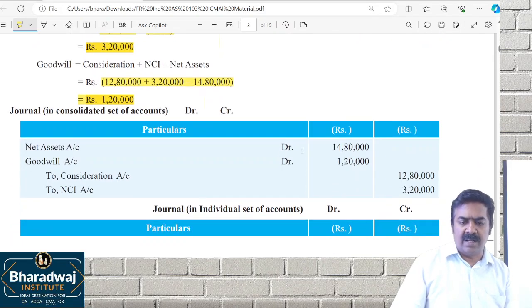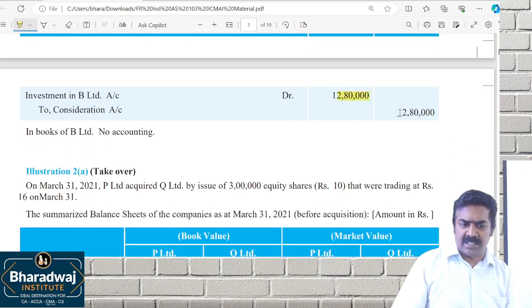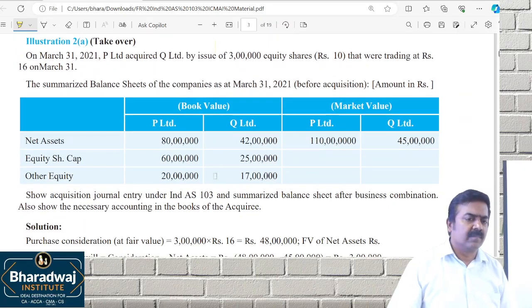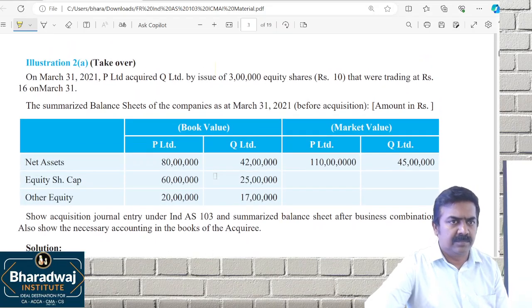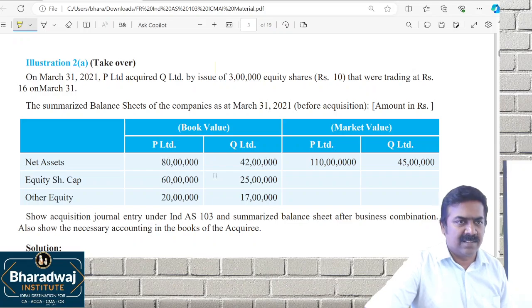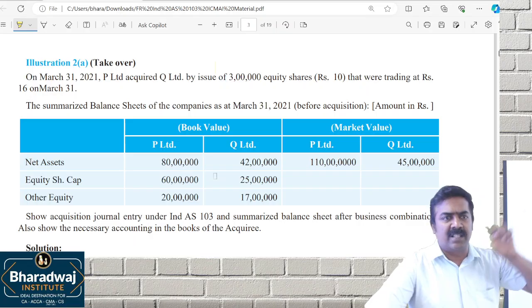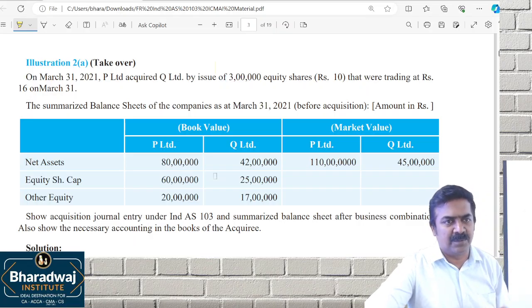1,20,000. Journal entry: net assets account debit, goodwill account debit, to consideration, to NCI. The consideration is nothing but the investment in shares of the other company. Look at Illustration 2A. This investment, the 100% now, is nothing but the cost of control. We adjust it against the fair value of net assets. In Ind AS 110, we see the cost of control, the amount paid for shares, against net assets. The resultant figure will be goodwill or gain on bargain purchase.